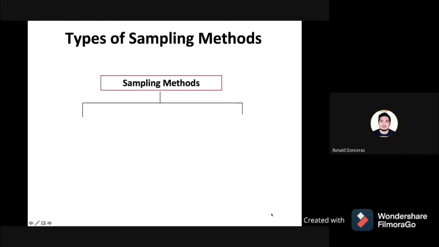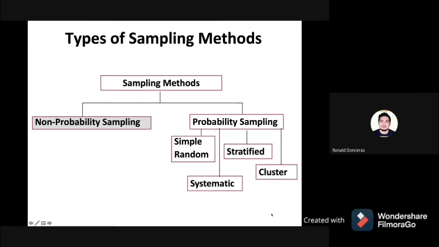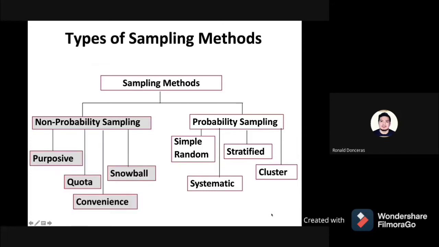So there are two types of sampling methods, namely non-probability sampling and the probability sampling. Under the probability sampling, we have simple random, we have stratified, we have systematic, and we have cluster. Under non-probability sampling, meron naman po tayong purposive, quota, convenience, and snowball. All of these sampling methods have their own properties and applicabilities. So it's an advantage for us kung alam natin kailan gagamitin yung mga to.